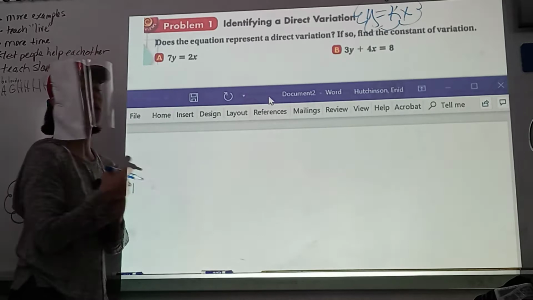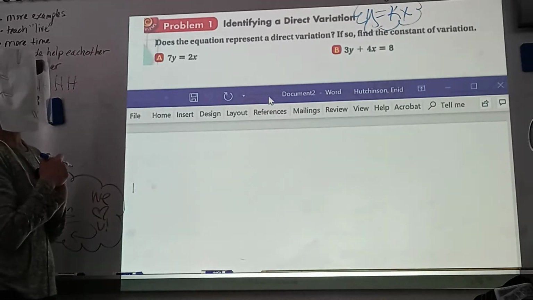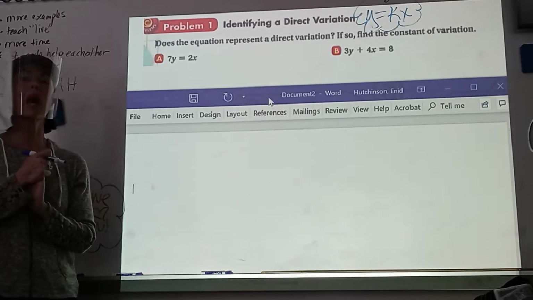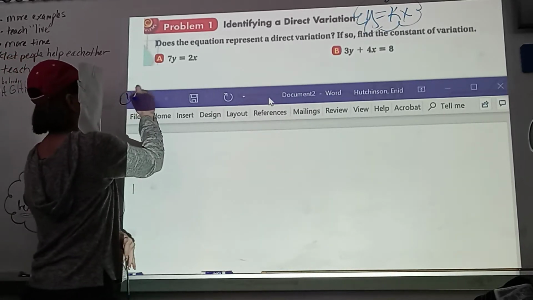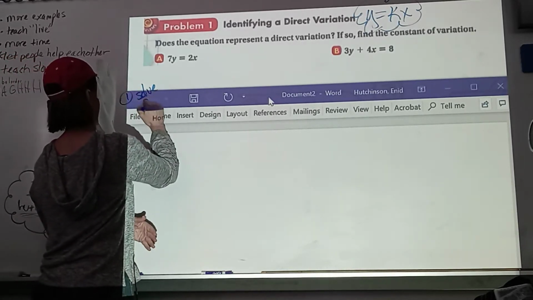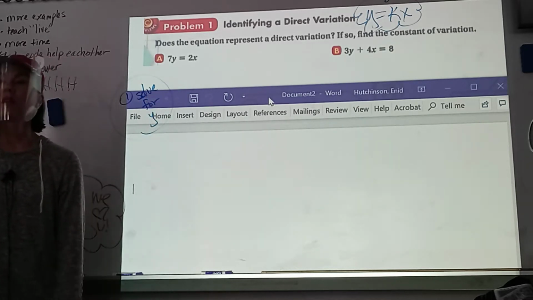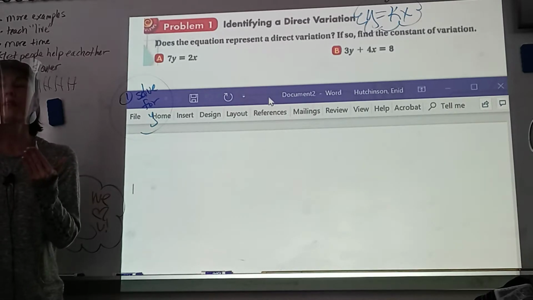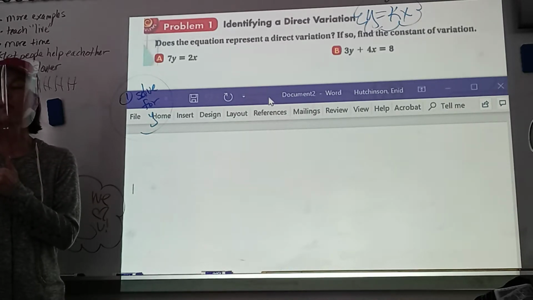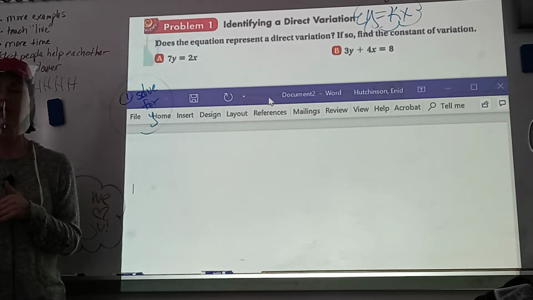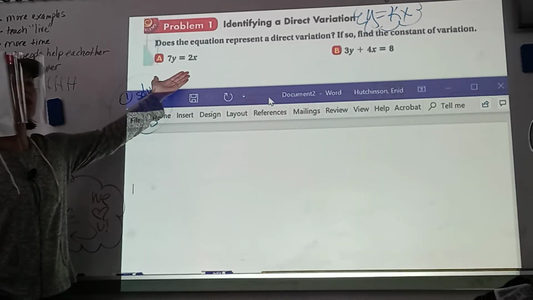So here we have 7y equals 2x. You have to solve for y, so everybody write step 1. Well, there's really only one step. The only step to be able to tell if it's a direct variation or not is to just solve for y. That's all you have to do. Are you writing this down, Josh? Okay. So all you have to do here is solve for y.